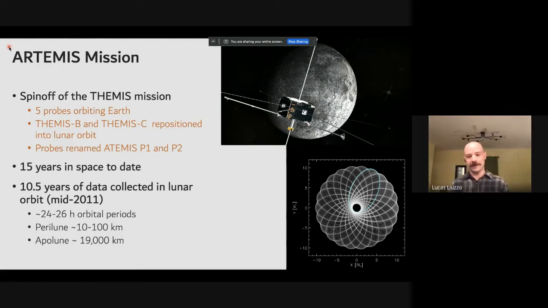They're still going really strong, taking daily measurements of the lunar environment. But they were introduced into lunar orbit in 2011. So at this point, we have over 10 years of data from each of these 2 probes. And each of the probes, P1 and P2, have somewhere around 24 to 26 hour orbital periods, with the closest approach on every flyby of between 10 and 100 kilometers, and at apolune, so at its furthest point in the orbit, almost upward of 20,000 kilometers, approximately 10 moon radii.